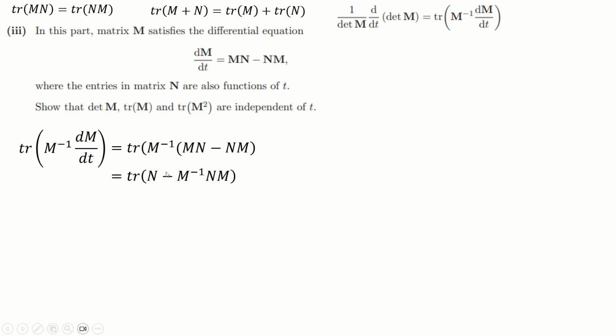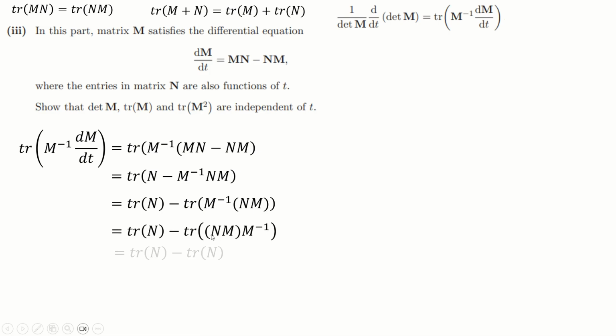But that's okay because now we can use this result for a trace to show that this is trace n minus trace of this matrix. But now if you think about nm, that's just a single matrix, right? It's a 2 by 2 times a 2 by 2. It's some other 2 by 2 matrix. So think about that as a matrix on its own, and then apply this result where we can just swap the two matrices over. But now, of course, m times m inverse is just the identity, and this is the trace of n, which is 0.